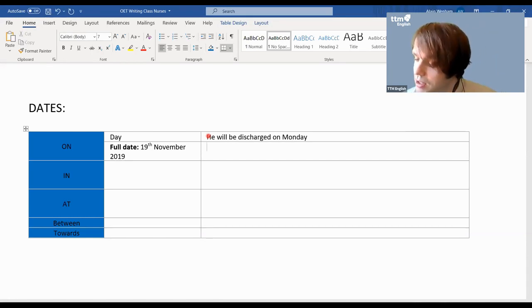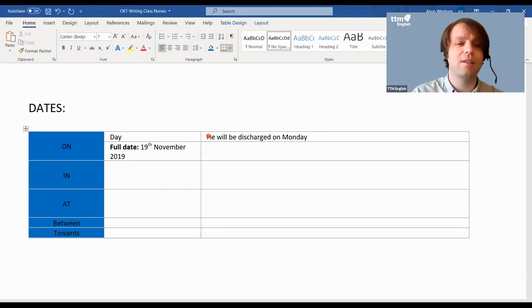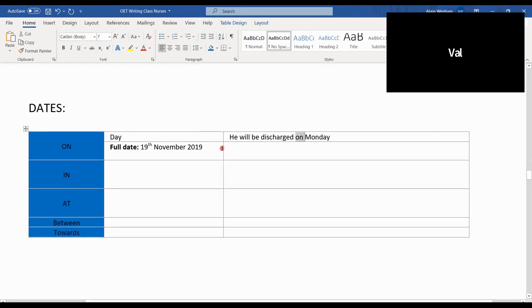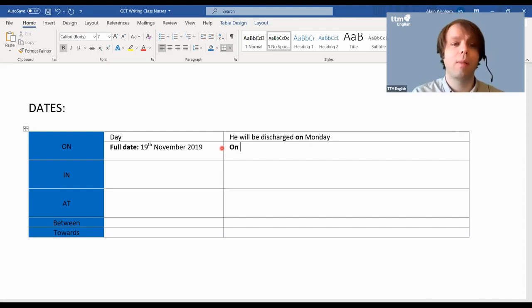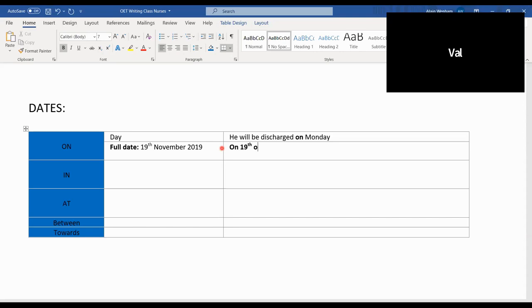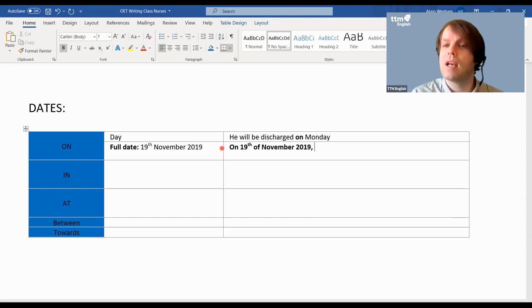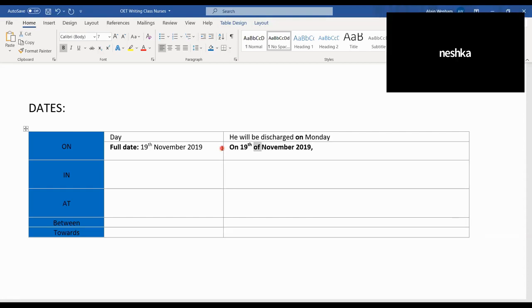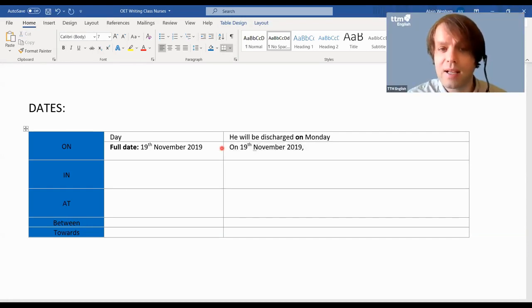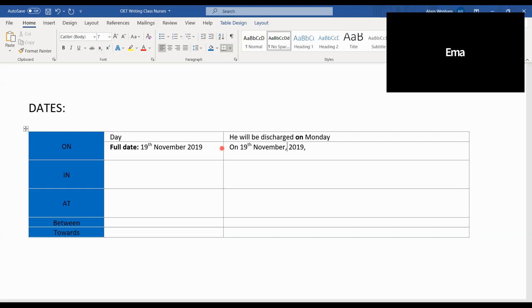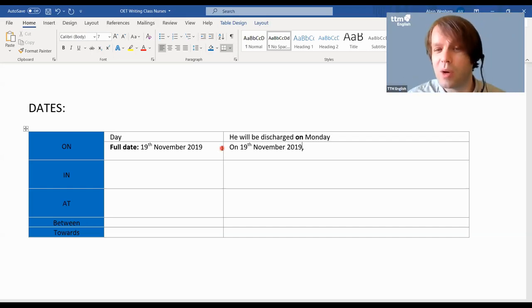Again, this is very, very easy. So let me just ask one of you here, maybe Val. Give me an example sentence with the full date, using on. He will be discharged on the 19th of November 2019. Now, is that correct, or have I made an error? We don't need of. Good. All right. And here's a little tip. Some people, not everyone, like to put a comma here. It's actually okay, but it's optional. You don't have to.